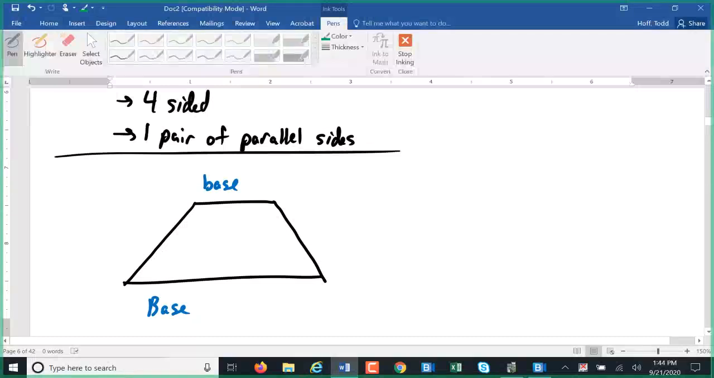So let's say that this base up here is 18 inches long. This one down here is 32 inches. And the distance between bases, because that's what we used in our rectangles and parallelograms and stuff, let's say that's 20 inches in between.